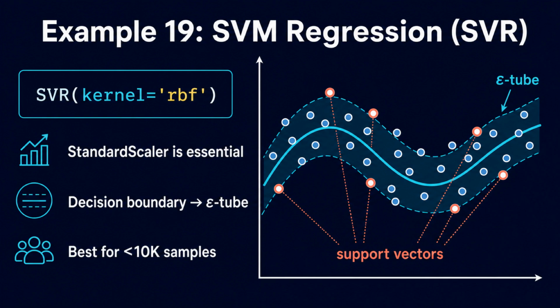Example 19 implements support vector regression. Use SVR from scikit-learn, SVM with an RBF kernel. Support vector methods work well for smaller datasets up to 10,000 compounds. Scale features first using standard scaler because SVR is sensitive to feature scales. This often achieves similar accuracy to random forest.